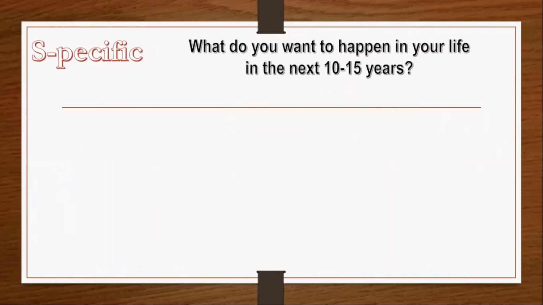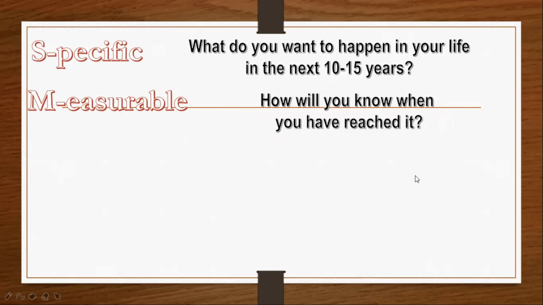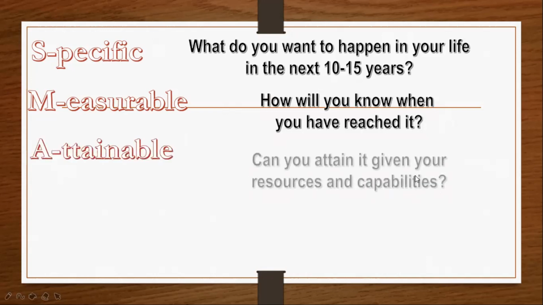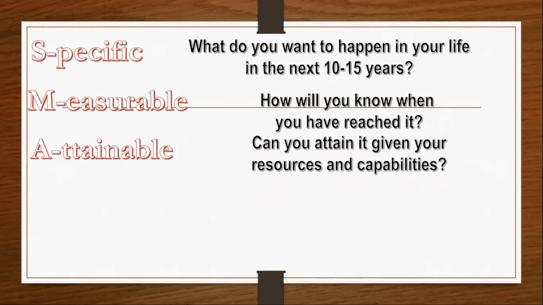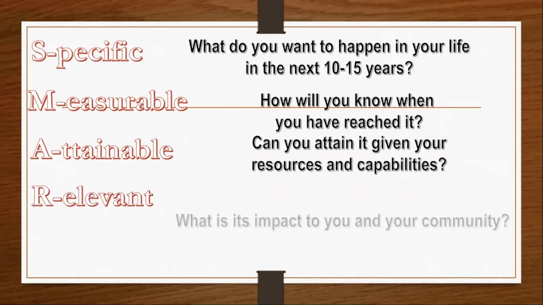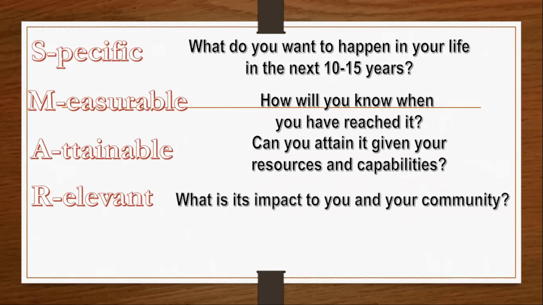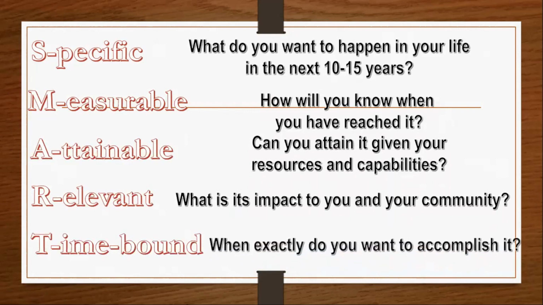Specific is when you ask, what do you want to happen in your life in the next 10 to 15 years? In the measurable part, you ask the question, how will you know when you have reached it? In the attainable, can you attain it given your resources and capabilities? Or in the relevant, you ask the question, what is its impact to you and your community? And T stands for time bound. When exactly do you want to accomplish it?